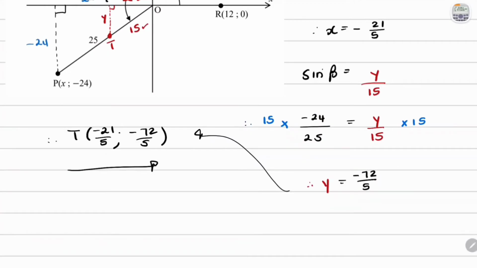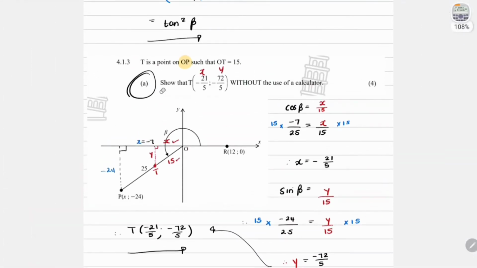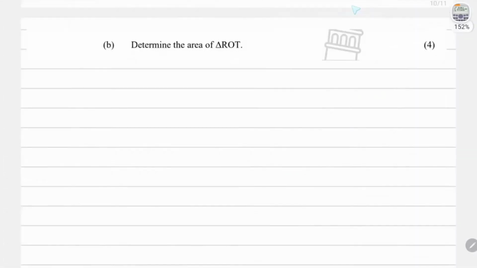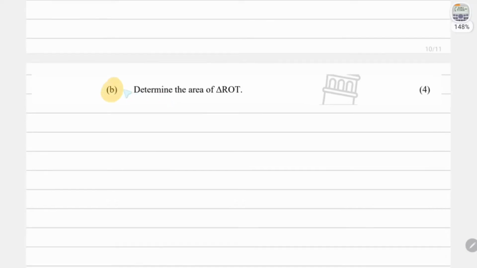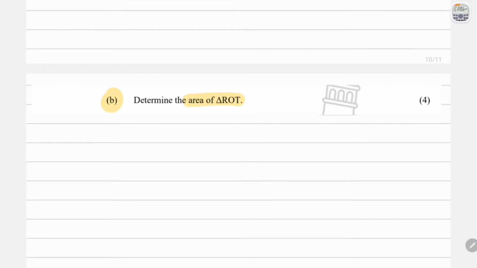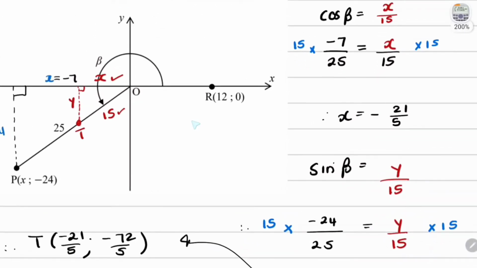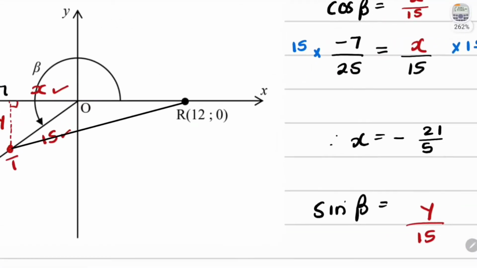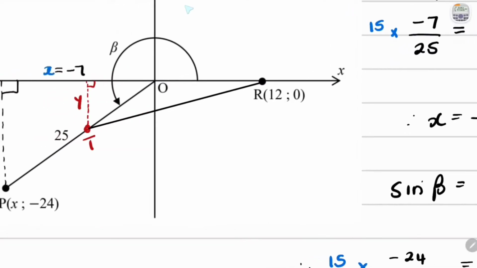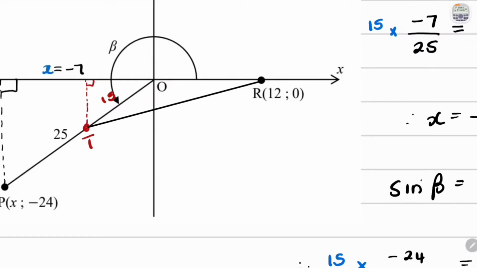Okay, moving on to the next question, and that is B of this question. In B, they want us to determine the area of triangle ROT. That is an interesting question. So look at that, ROT. Just connect R and T, and this is the triangle they want us to find the area of. Remember this is 15. This was our x, which we found already, and the y, of course.